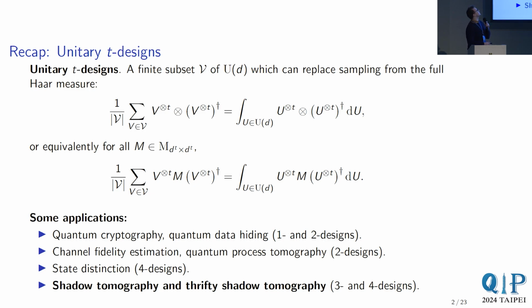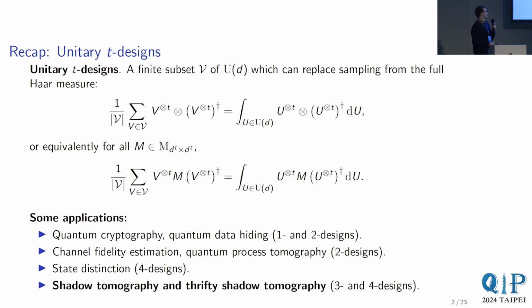First, let's recap the definition of a unitary T-design. A unitary T-design is a finite subset of the unitary group which may replace sampling from the full Haar measure, as stated before. So you have on the left-hand side a finite summation over the design, and on the right-hand side you have the full Haar measure integration. And you can equivalently state it for all M operators: the so-called twirling over the finite set should be equal to the twirling over the full unitary group with the Haar measure.